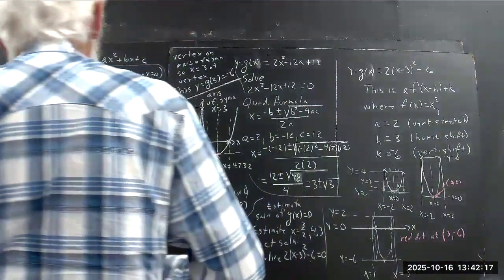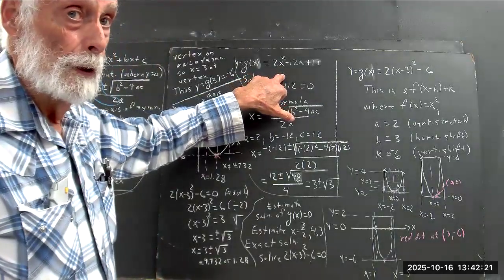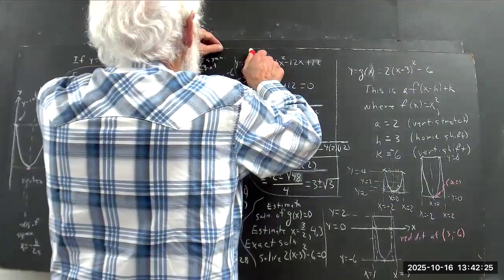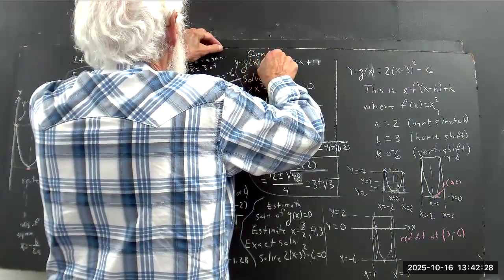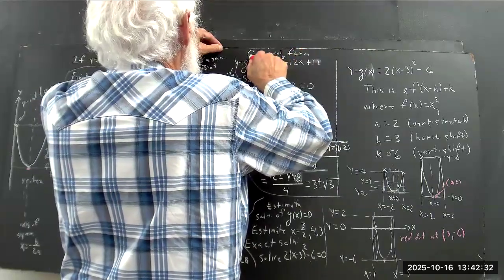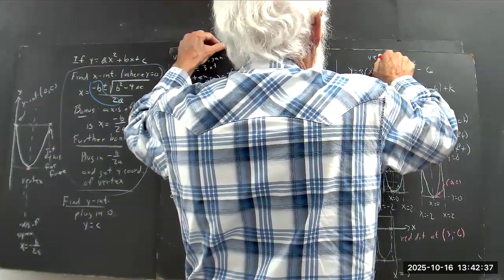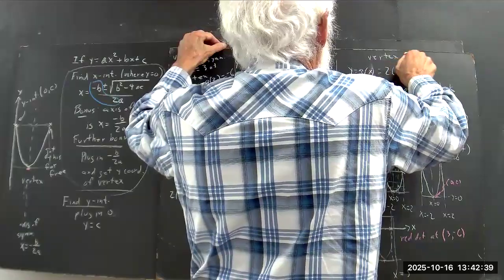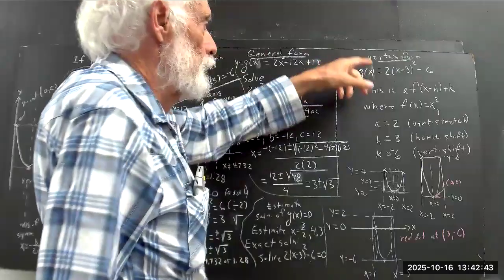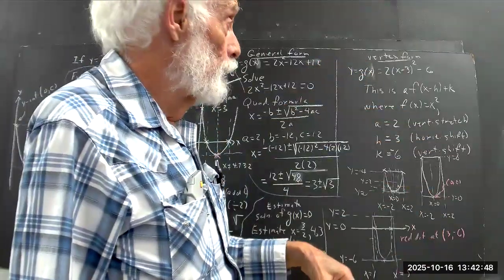Okay, this form here is the general form of a quadratic function. This is the vertex form. From the vertex form, you can see exactly what the transformations were and where the vertex is.